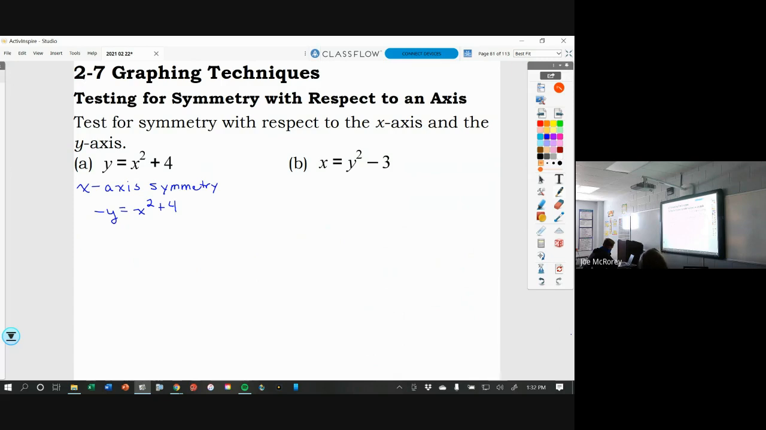Wait, why did you change the y to negative? Because when you check for x-axis symmetry, you change y to negative y to see if they're equal. Okay? So there's nothing that I can do to that. Absolutely nothing. Are these two equations the same? No. Because they're not the same, this is not symmetric about the y-axis.